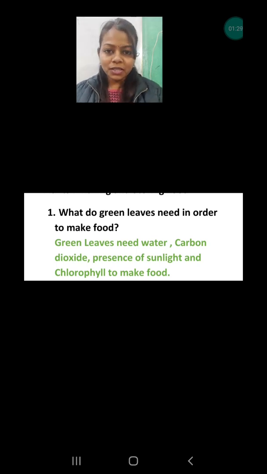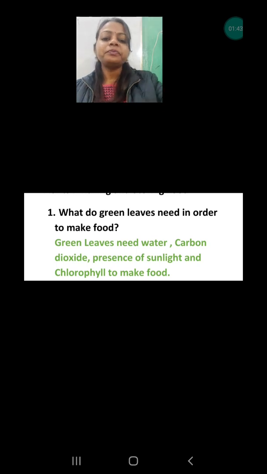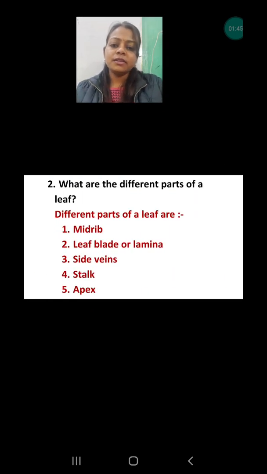For photosynthesis, we need water from the soil and carbon dioxide from the air. In the presence of chlorophyll and sunlight, the food is prepared, which is known as photosynthesis. Our next question is, what are the different parts of a leaf?